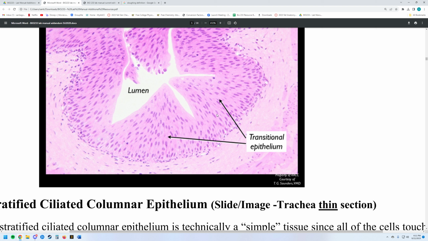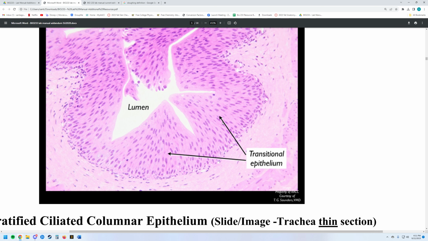Hmm. It's very strange. But I think I kind of see what it's doing. So these arrows are pointing this way, but ultimately these layers are going out toward the lumen, right? Like up and down. We can see that there are all kinds of different shapes and sizes.